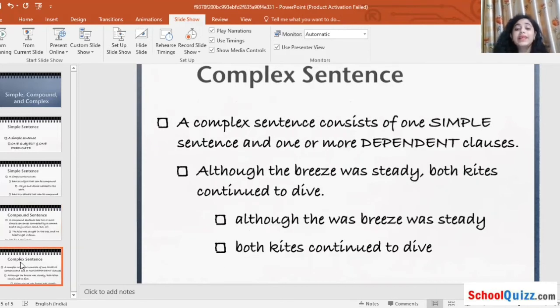Complex. A complex sentence consists of one simple sentence and one or more dependent clauses. Although the breeze was steady, both kites continued to dive. So I hope you have understood this. Now I'll give you some examples. You have to identify which type of sentences they are. Let me share my whiteboard with you and I'll start writing some examples so that you can understand.